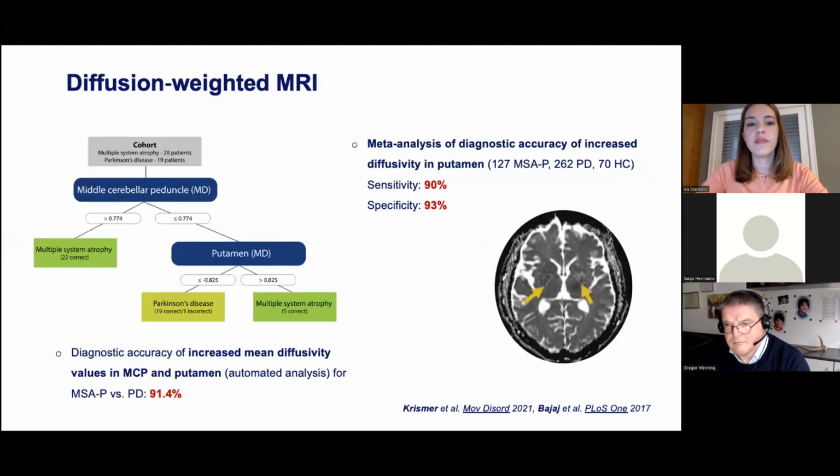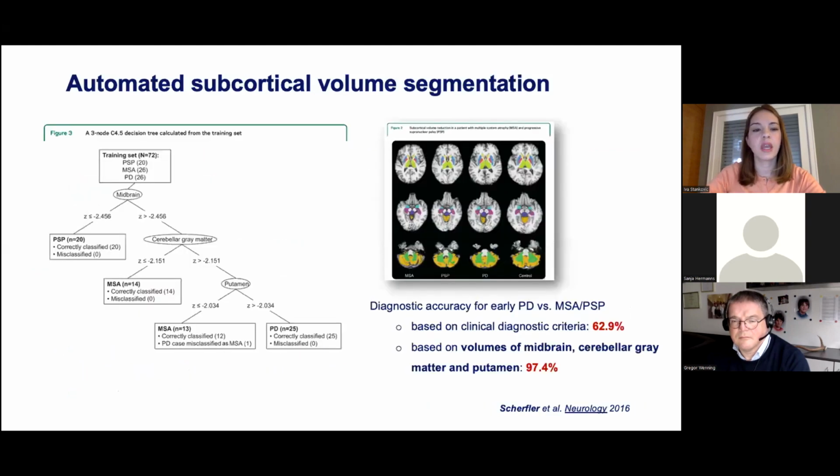Diffusion-weighted imaging is a very useful tool for differential diagnosis of MSA and Parkinson's disease. In meta-analysis, it was reported that increased diffusivity of putamen has sensitivity and specificity greater than 90% for distinguishing MSA from Parkinson's disease. And also, if increased diffusivity in middle cerebellar peduncle would be added to an algorithm in the automated analysis, accuracy of this method is again greater than 90%.